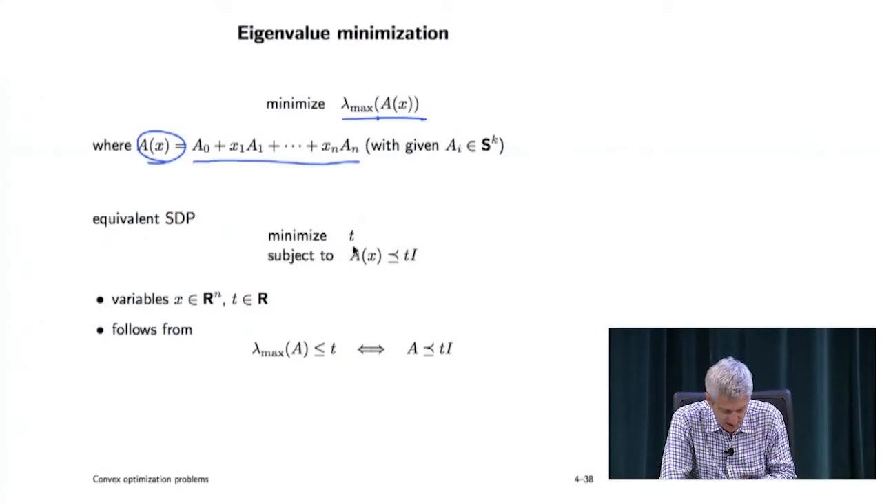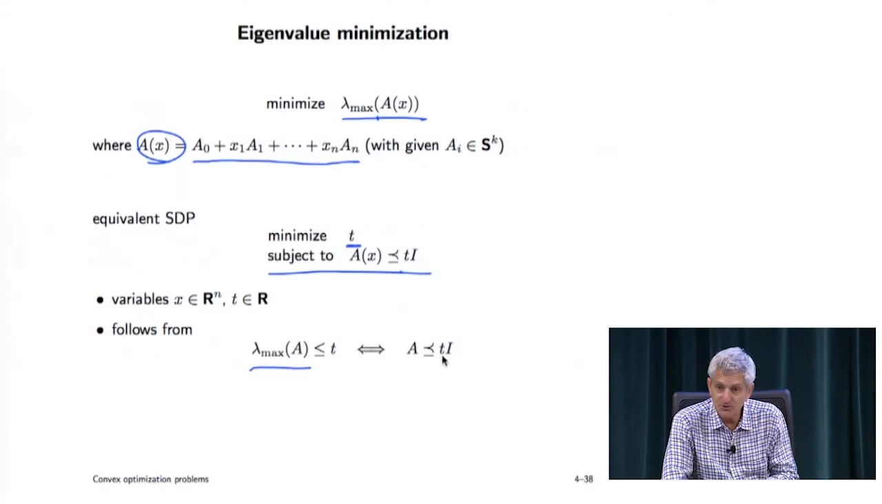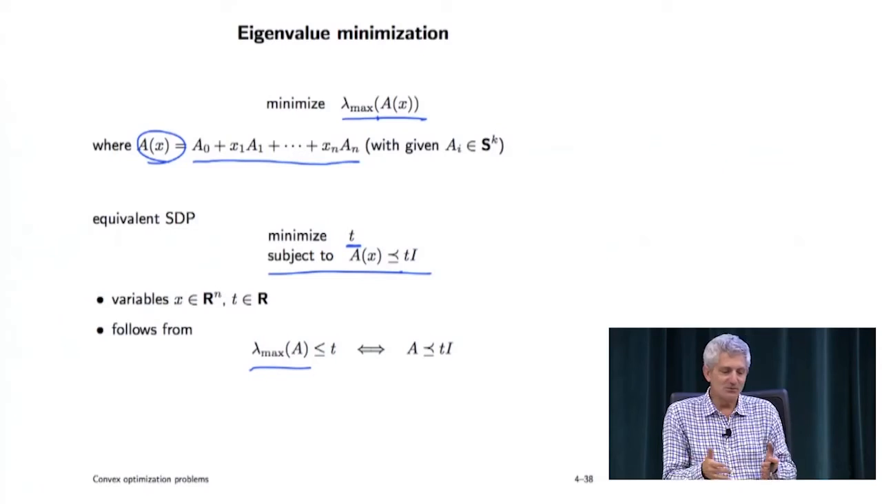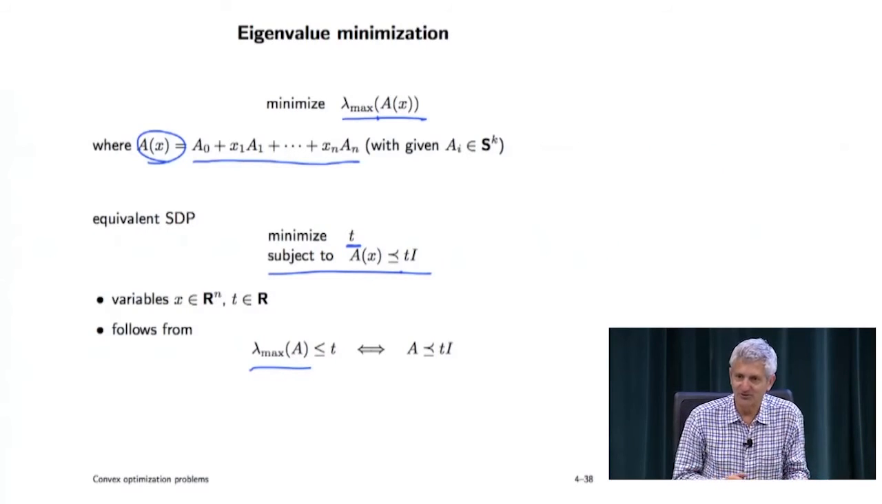It says minimize a scalar t subject to A of x is less than or equal to tI. And that's it, right? And that's a matrix inequality. And the reason is this. The maximum eigenvalue of a matrix is less than t if and only if A is less than or equal to tI in a matrix sense. You could make lots of arguments, you can argue with the eigenvalues or however you like, but this is just correct.